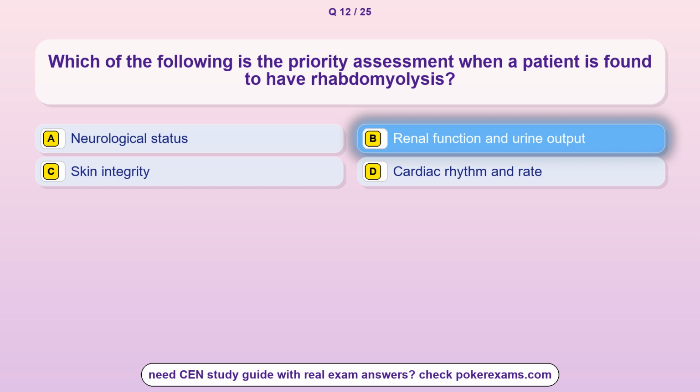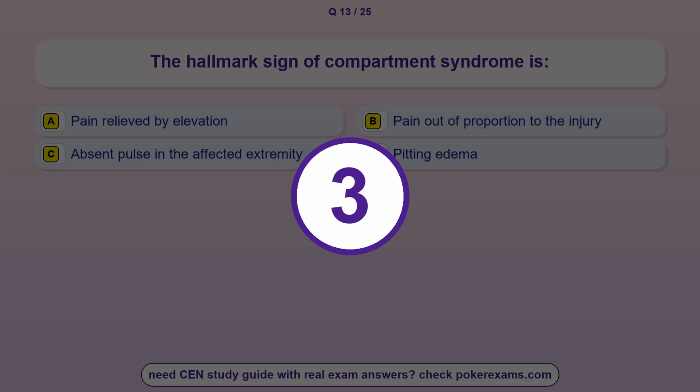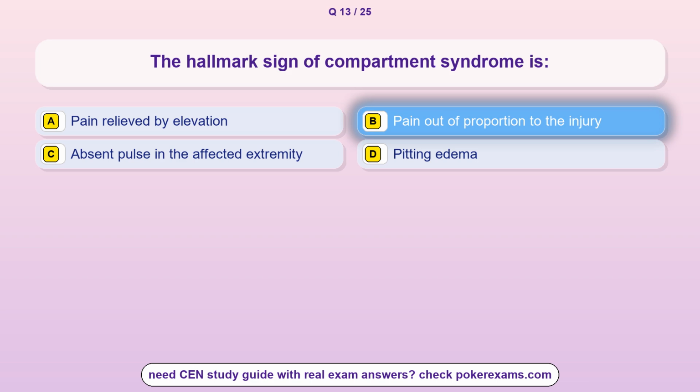The correct answer is option B, renal function and urine output. Question 13. The hallmark sign of compartment syndrome is: option A, pain relieved by elevation. Option B, pain out of proportion to the injury. Option C, absent pulse in the affected extremity. Option D, pitting edema. The correct answer is option B, pain out of proportion to the injury.